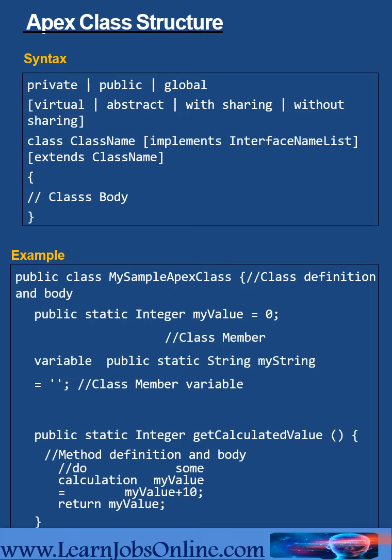Now let's start reviewing the Apex class structure. Below is a sample structure for an Apex class definition, as we can see in the syntax. This definition uses a combination of access modifiers, sharing modes, class name, and class body. We will also look at these options further. Now in the example, we could see the structure of the Apex class definition.